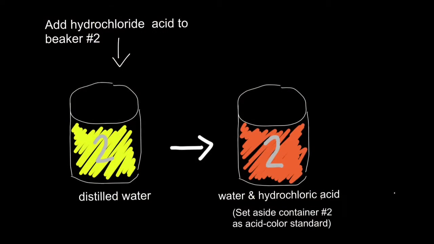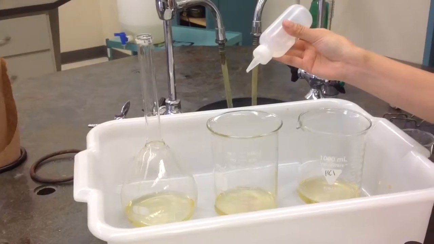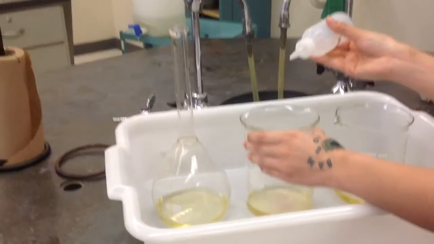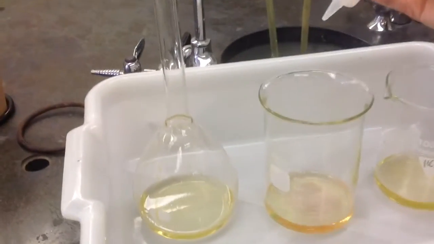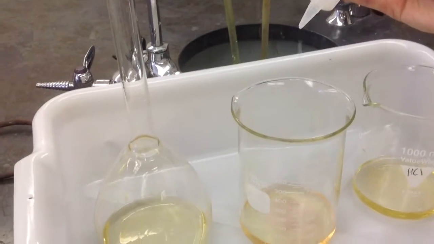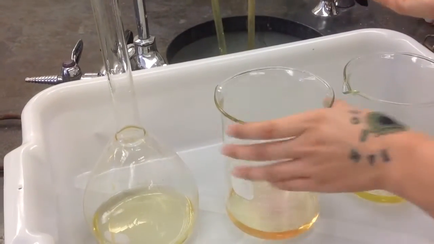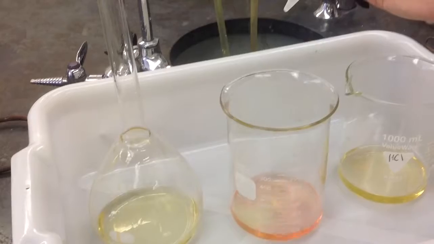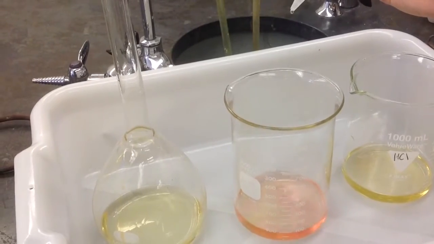I will then add a few drops of hydrochloric acid to container number 2 to produce a color change, making an acid color standard. Consistent with the universal indicator chart, as I add more hydrochloric acid, the solution takes on a more distinct red color. Now that I have my standards, I can move on to simulate that acid rain.